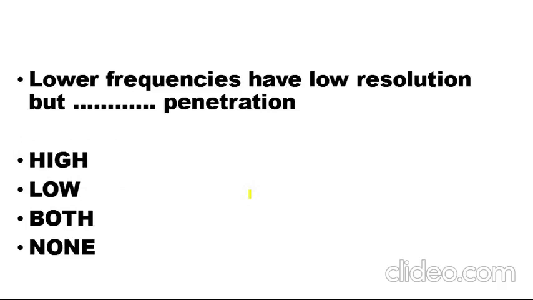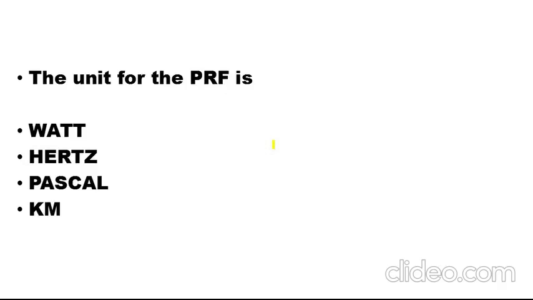So next MCQ: lower frequencies have lower resolution but dash penetration. जो लोअर फ्रिक्वेंसीज होती हैं उनकी रेजोल्यूशन जो होती है पुअर होती है, लेकिन जो पेनिट्रेशन पावर होती है उनकी, option A high, option B low, option C both, option D none. So the correct answer is: low frequencies have low resolution but high penetration power. Option A, higher penetration.